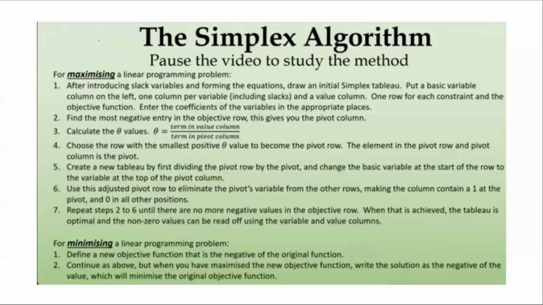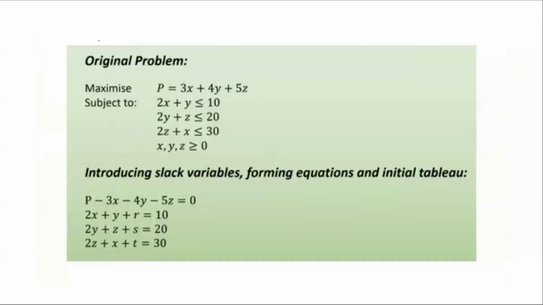If you want to pause the video, as the slide says, pause it and study the steps. It's the exact thing that the other guy said, but remember, this problem now has three unknowns, so things are going to get a little complicated. So let me go back. This is the problem. We have an objective function P. We have some constraints. And notice we have X, Y, and Z. We have three unknowns.